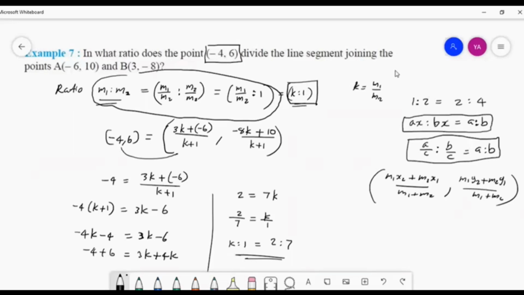Then write the section formula like this. Then equate the x term or y term. You can do the same with the y coordinate, no problem. You will get the same ratio. Okay? And finally, you will get the ratio.